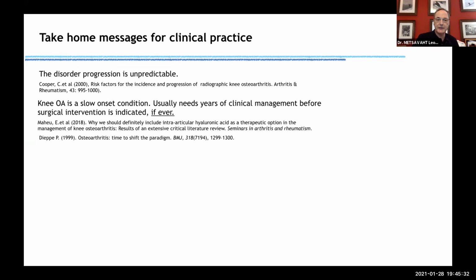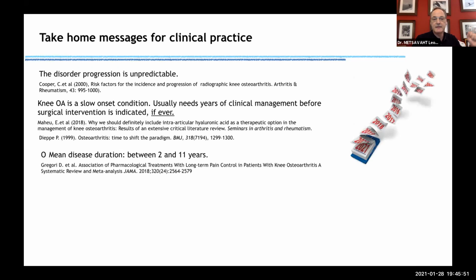Knee osteoarthritis is a slow onset condition that usually needs years of clinical management before surgical intervention or knee arthroplasty is indicated, if ever. Many patients live forever without any surgery. The mean disease duration from the first symptom to surgery is 2 to 11 years. So it's a long time, and we have to manage these patients.